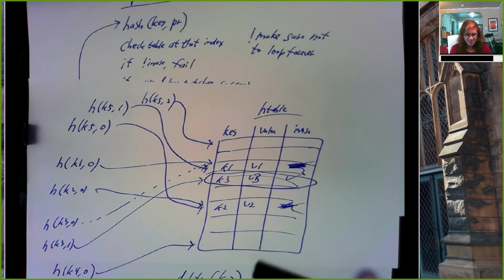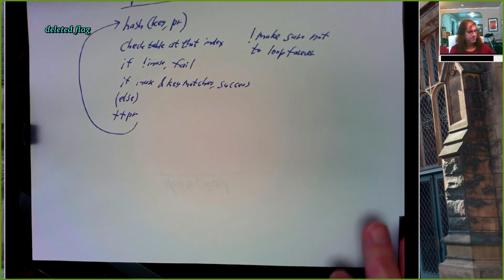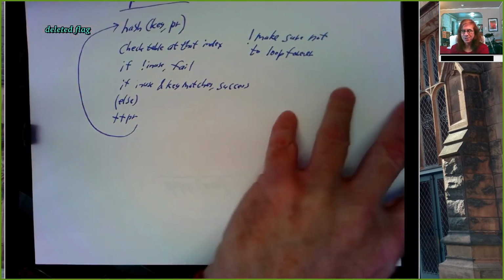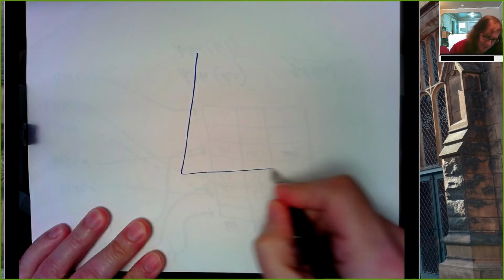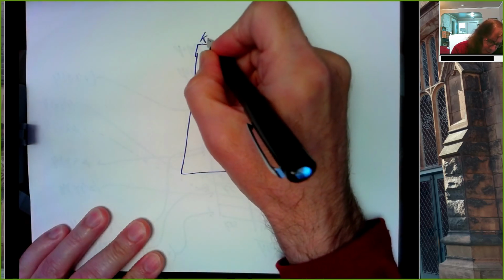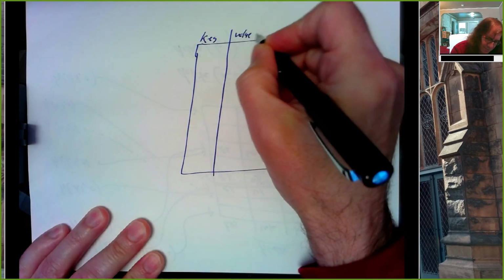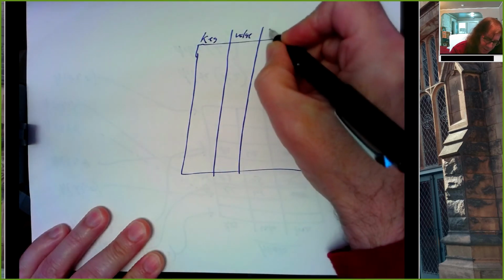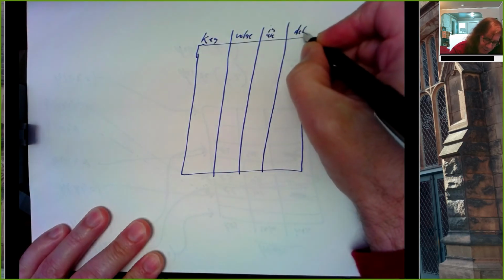So we need to add something more to our hash table. We need a deleted flag. That's going to tell us, hey, there was something here, and it got deleted. So now our hash table looks like this. Here's a key. Here's a value. Here's an in use. And here's a deleted.